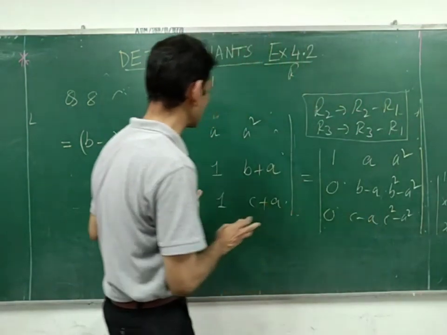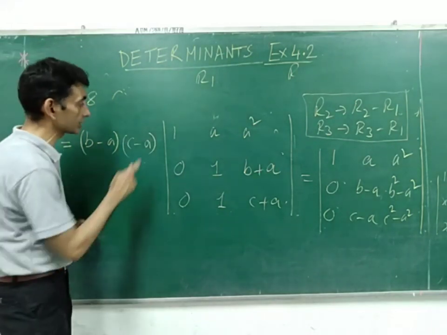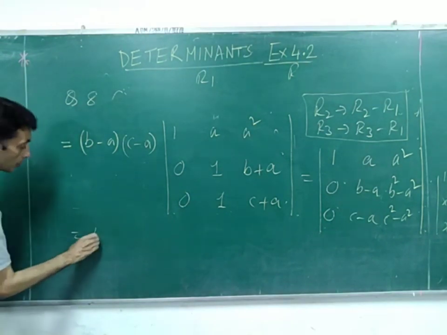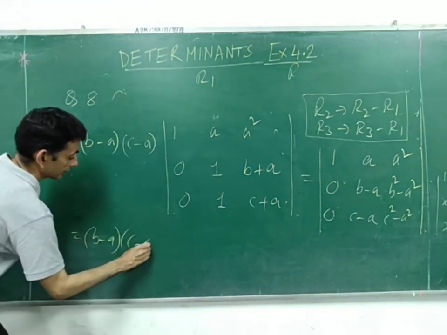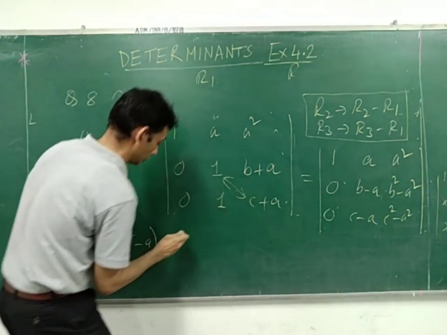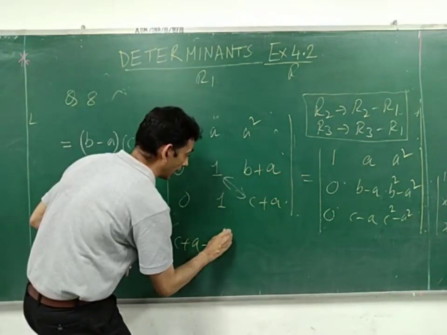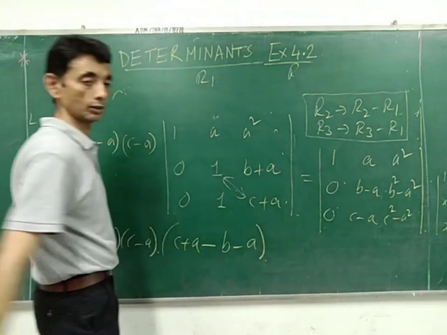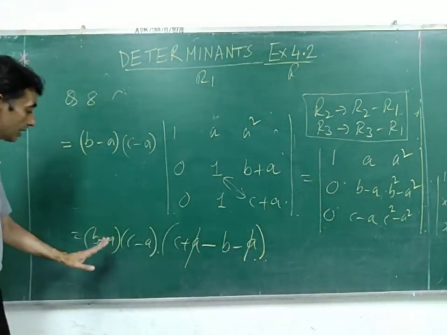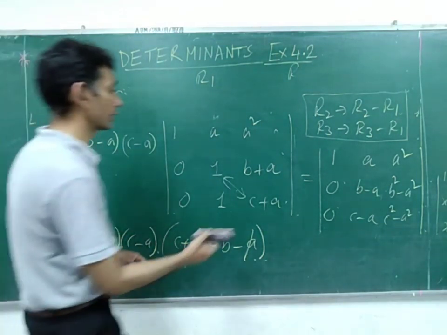When you get a simplified determinant, you can go for expansion. We are going to expand this determinant along the first column. So we have B minus A, C minus A outside. If we expand along 1, we need to multiply 1 into C plus A, so this will be C plus A, then minus 1 into B plus A, so it will be minus B minus A. What will be cancelled out? A cancels out. We get B minus A, C minus A, and C minus B. I'm going to write the steps.